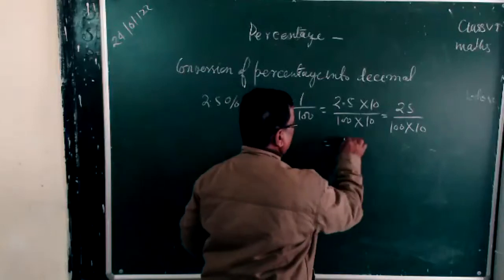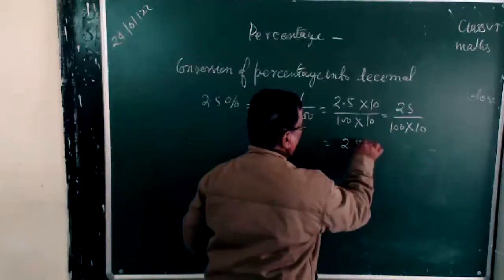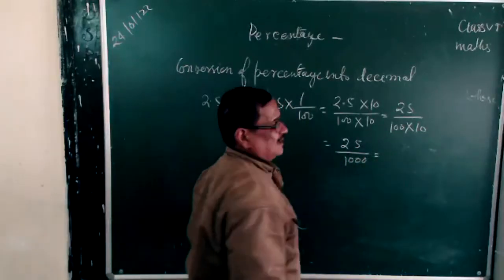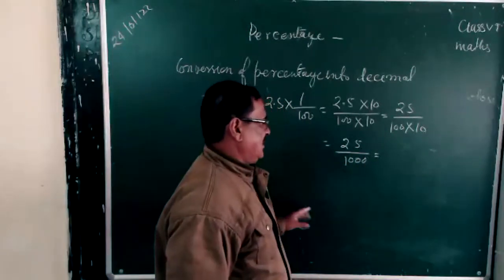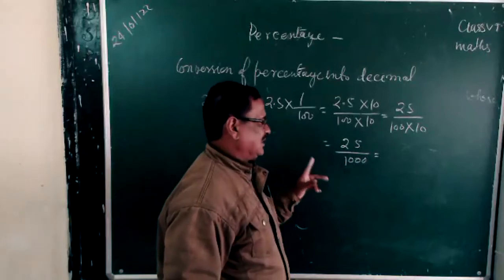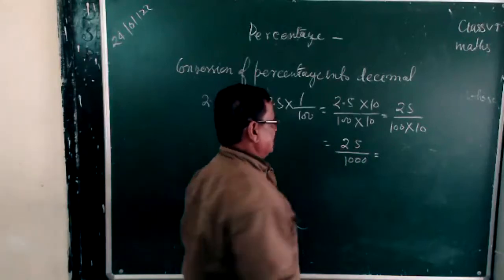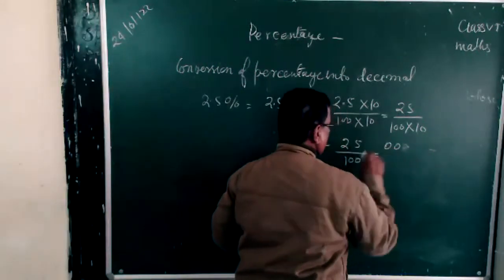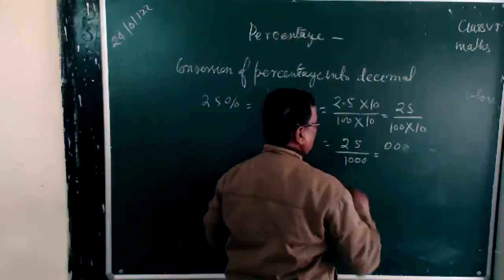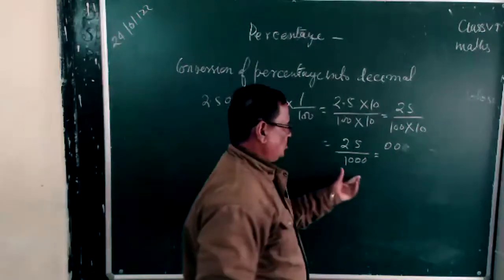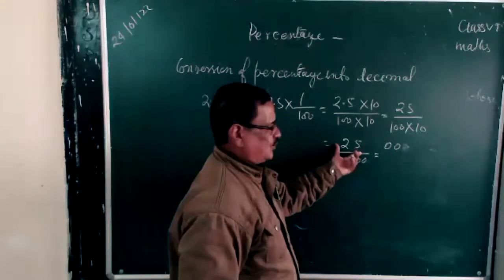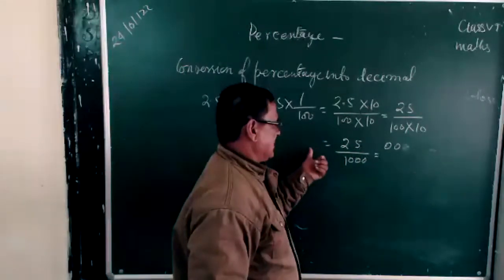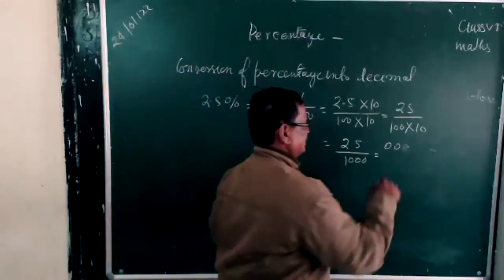That is 25 divided by 1000. Now put the decimal in the numerator. After 3 digits, we put the decimal. Only 2 digits are given, so we add 0s. Make it 1, 2, 3, 4 digits. As the denominator has 3 zeros, make the numerator also 4 digits by adding 0 to the left of the number.